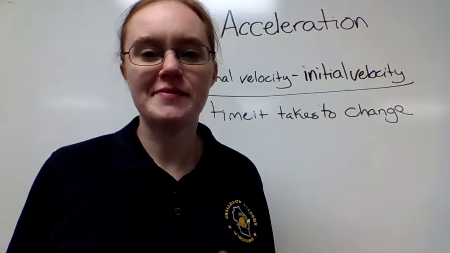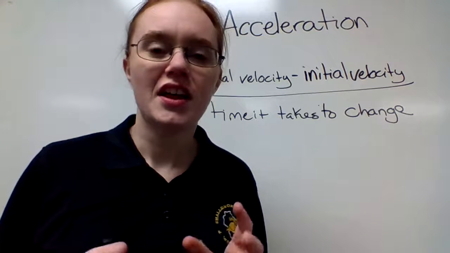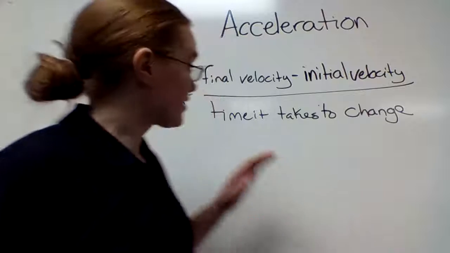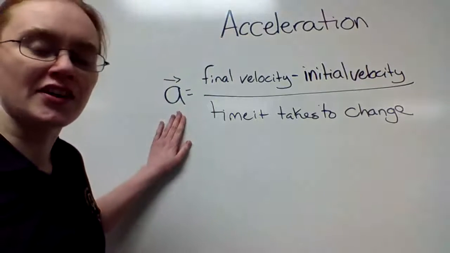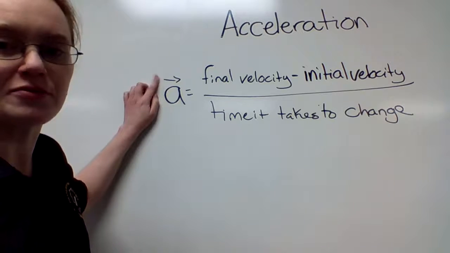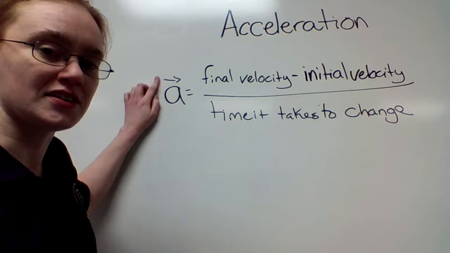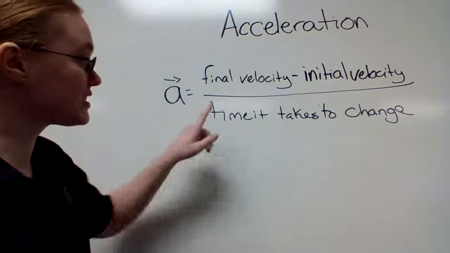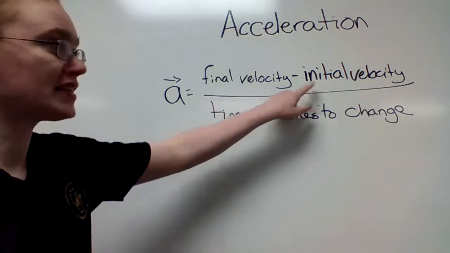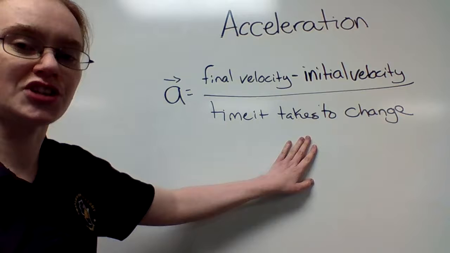Okay, continue with kinematics and keeping physics simple and focusing on the equations. The next one is acceleration. Acceleration is another vector quantity. So that is why there is, again, the arrow over the top to remind us that vector quantities have a direction in addition to the units. This makes sense when we look at the actual equation, which is final velocity minus initial velocity divided by the time it takes to change.